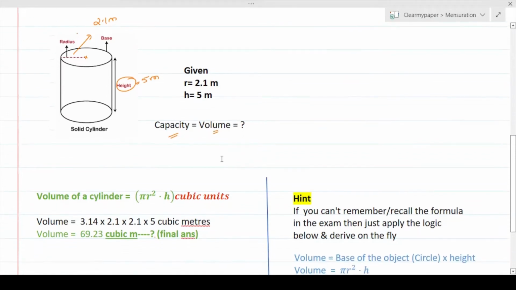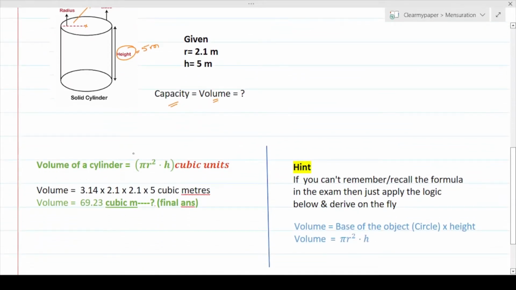We know the volume of a cylinder is equal to pi r square multiplied by h, the height, in cubic units. If you plug in the values, 3.14 for pi, the radius is 2.1, and we have to square it, so we take 2.1 into 2.1, and then the height is 5 meters. We multiply, and in decimal we get 69.23 cubic meters.